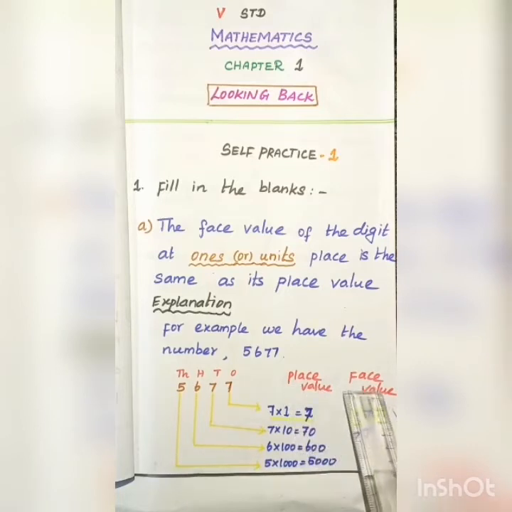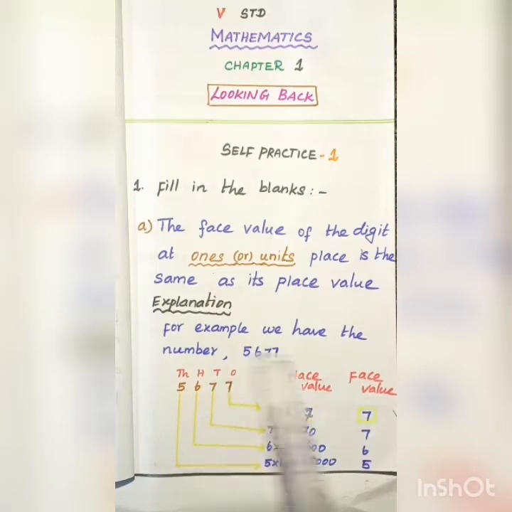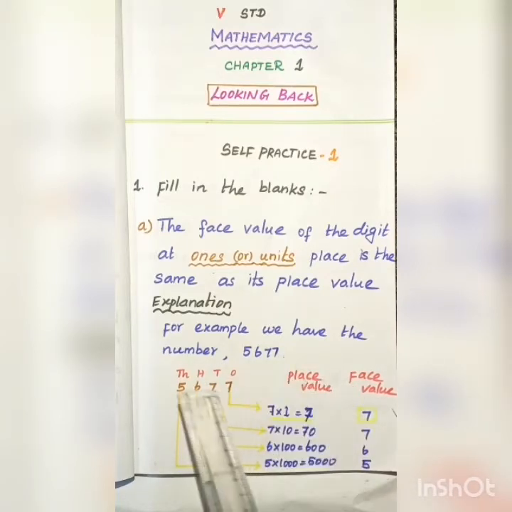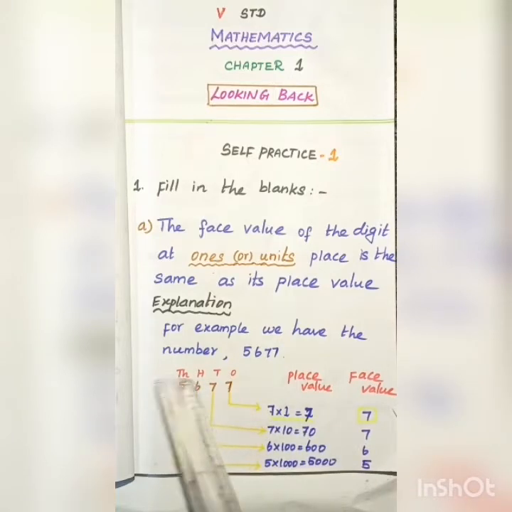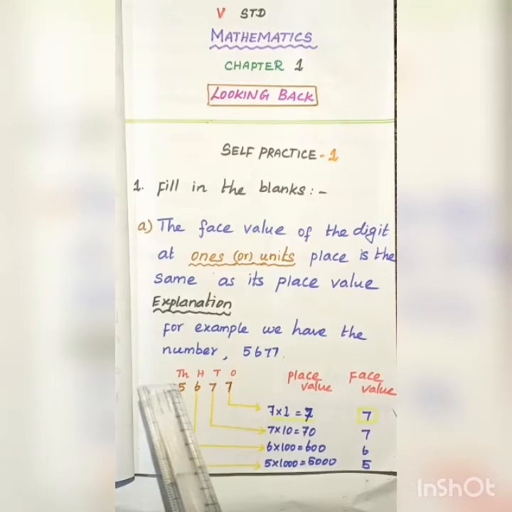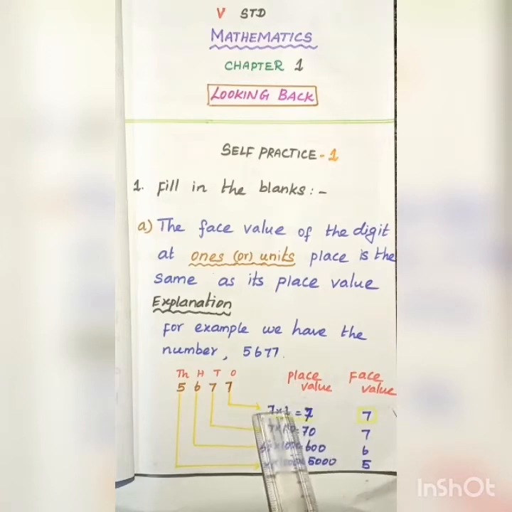And you have to find the face value. Face value means the value of 7 is 7. The value of 7 is 7. And the value of 6 is 6. And the value of 5 is 5. So you note these two sets of values: the place values 7, 70, 600, 5000, and the face values 7, 7, 6, 5.